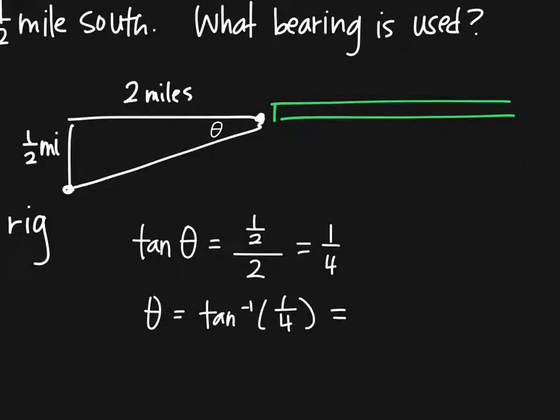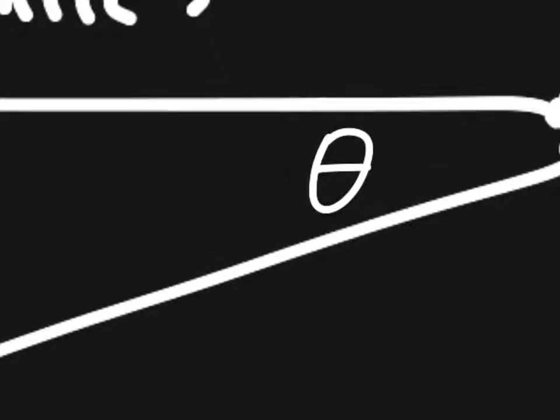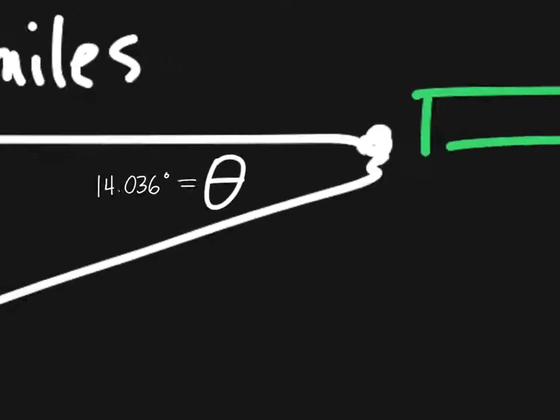So using our calculator for the second to last time, what's our theta value right now? Say it again. 14.036. Is the theta measurement the same as the bearing measurement? No, because a bearing measurement starts at what compass heading? Starts north. So what I know right now is 14.036. That is that degree. That is not the bearing degree.